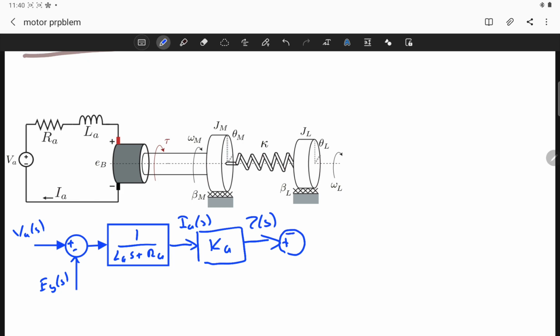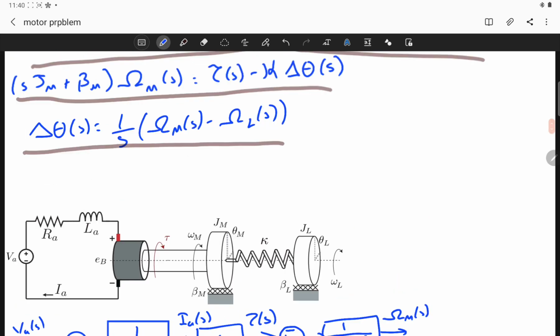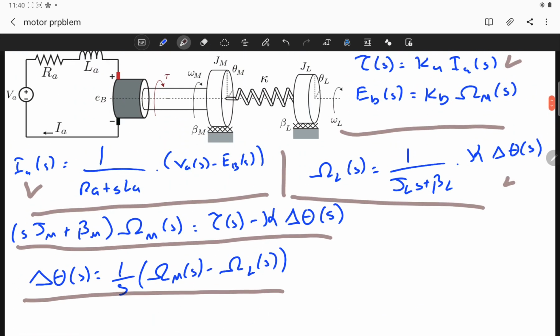I will do it later. This will go to a transfer function block, which is equal to 1 over Jm s plus beta m, which produces omega m of s. Let's check. We only need this, it minus kappa times theta s.